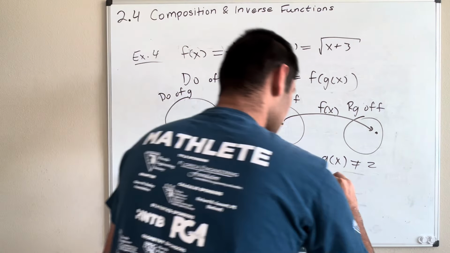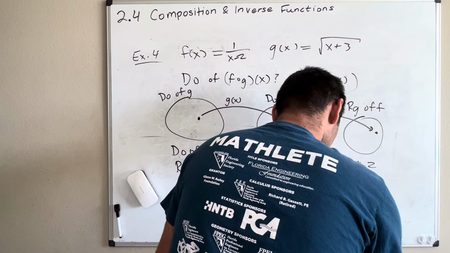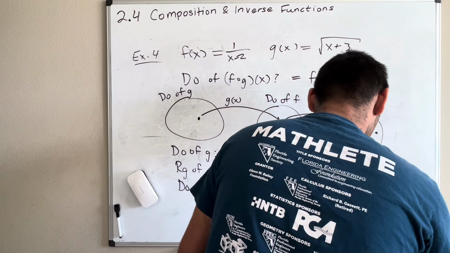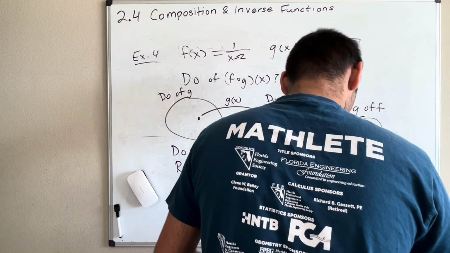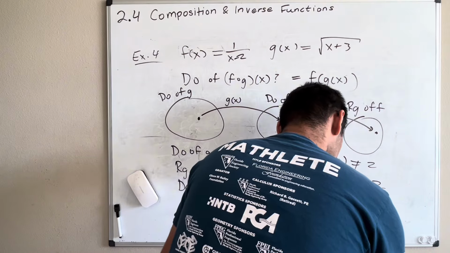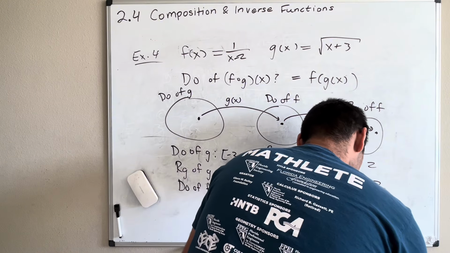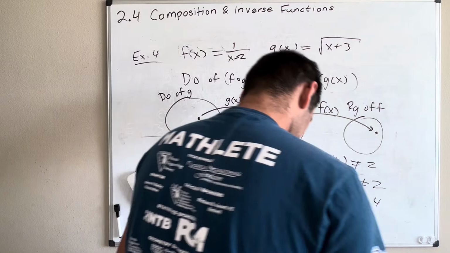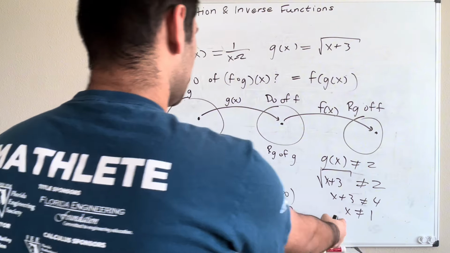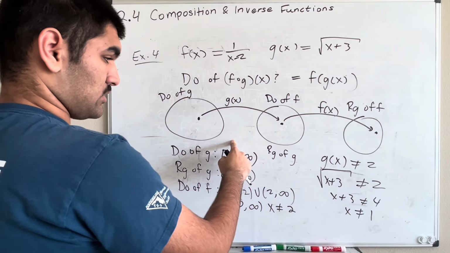So g of x is this. It can't equal 2. So square both sides. x plus 3 can't equal 4. And so that means that x can't equal 1. So that is the restriction that we have to make to the domain of g.